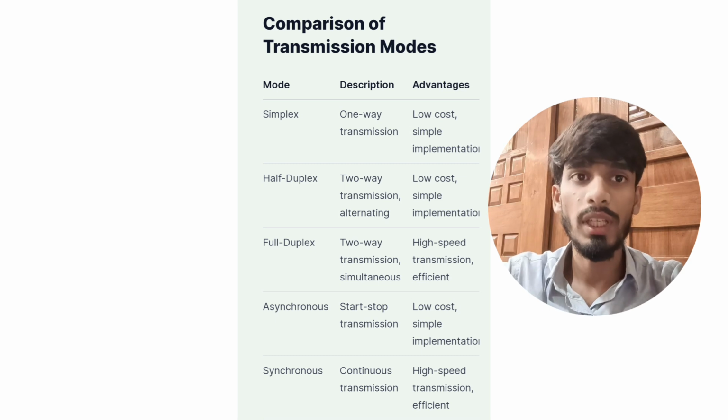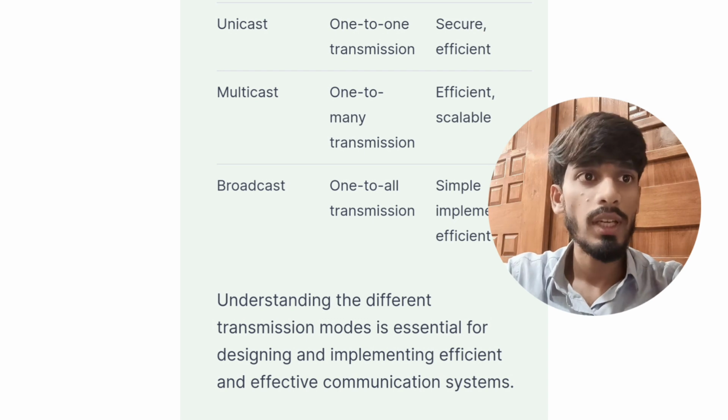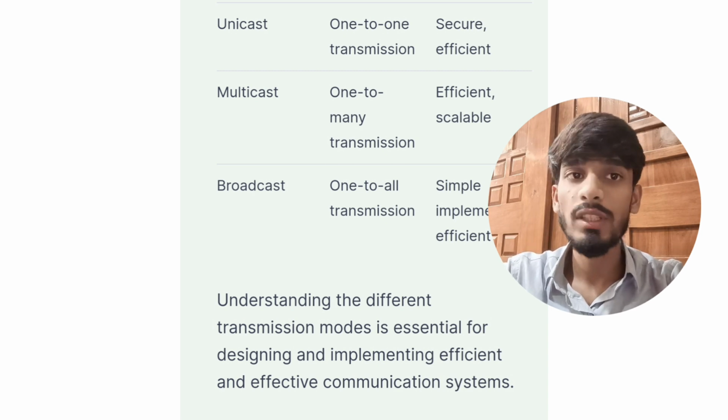Next is unicast. It is one-to-one transmission. What are the advantages? It is secure and it is efficient. But what are the disadvantages? Limited scalability.